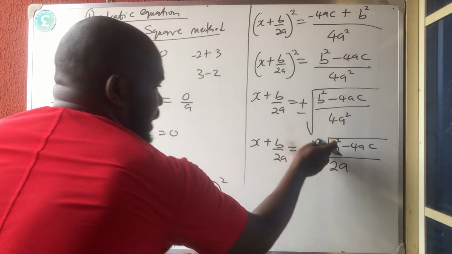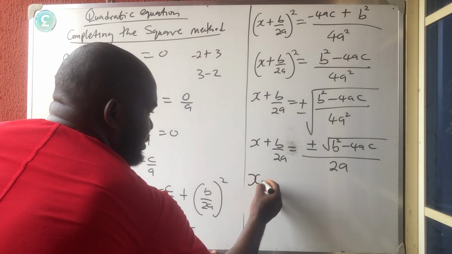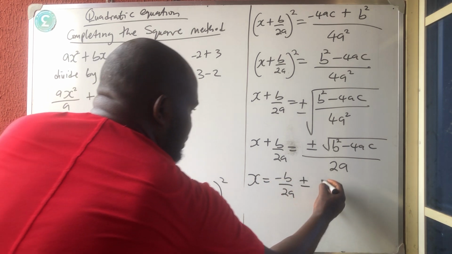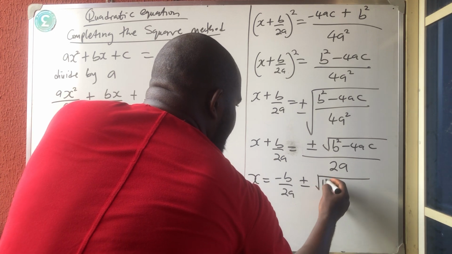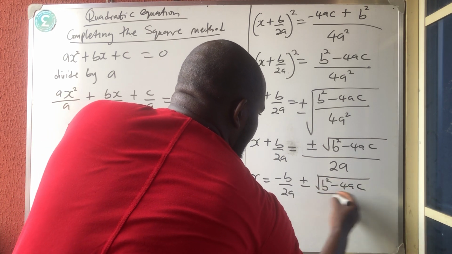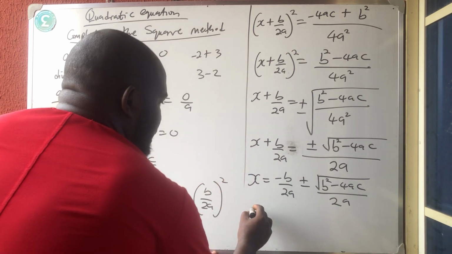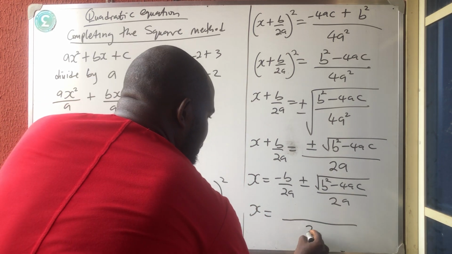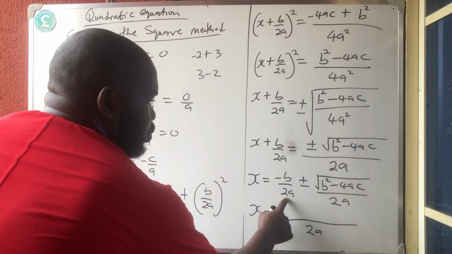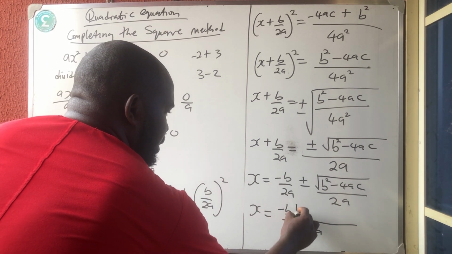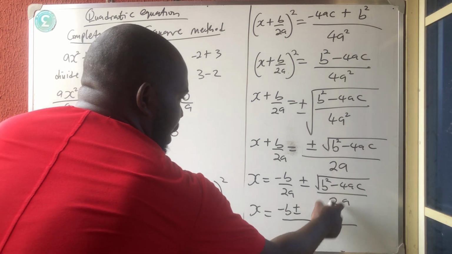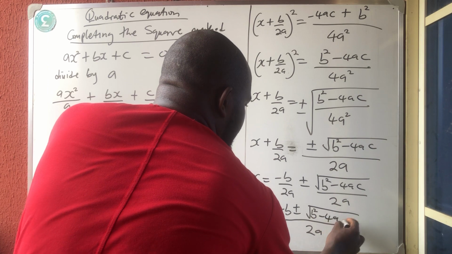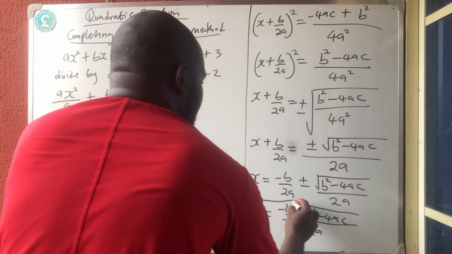Now take this one to this side so that x will stay alone. If x stays alone, I'm going to have minus b over 2a plus or minus the square root of b squared minus 4ac all over 2a. Now the LCM of this and this is what? It is 2a. 2a divided by 2a is 1. 1 times this gives minus b plus or minus the square root of b squared minus 4ac. So this is the quadratic formula.